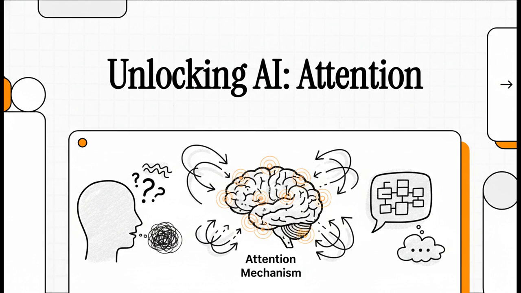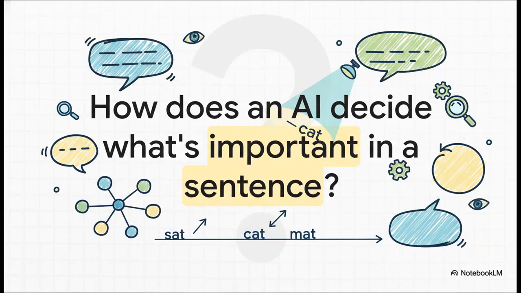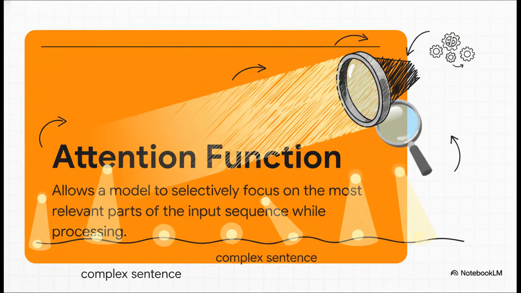Let's dive in. So it really all starts with this one fundamental question. If you give an AI a simple sentence like, "The cat sat on the mat," how on earth does it figure out that the word sat is most connected to cat and mat and not so much to the? How does it know where to focus? The answer is something called an attention function.